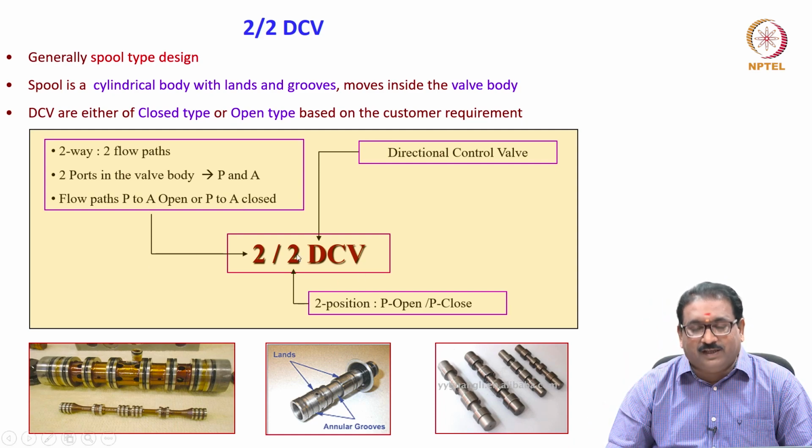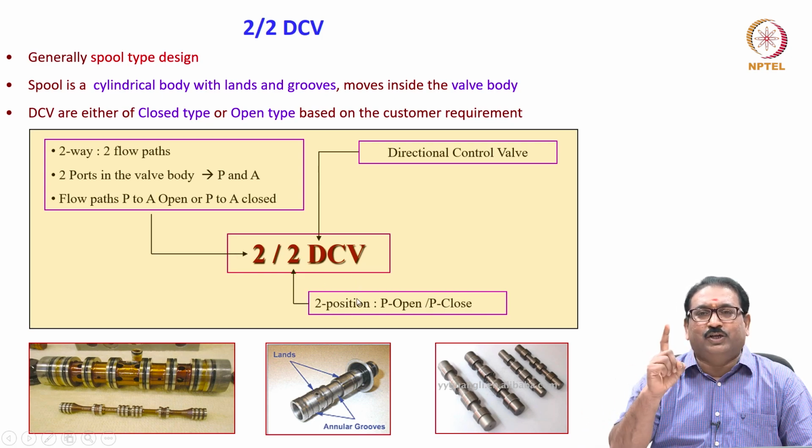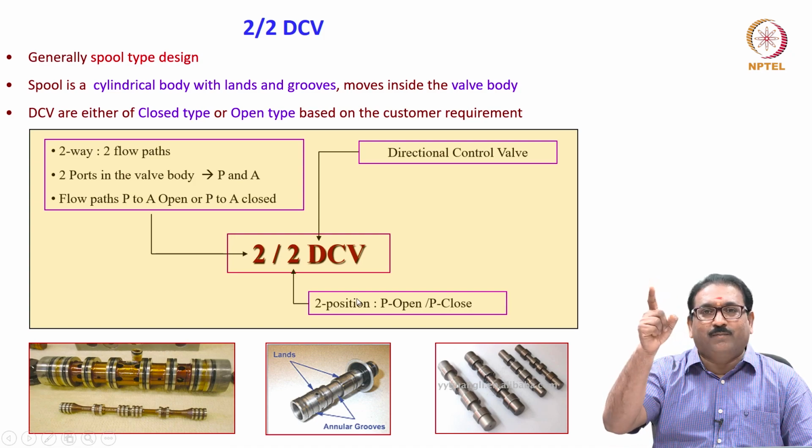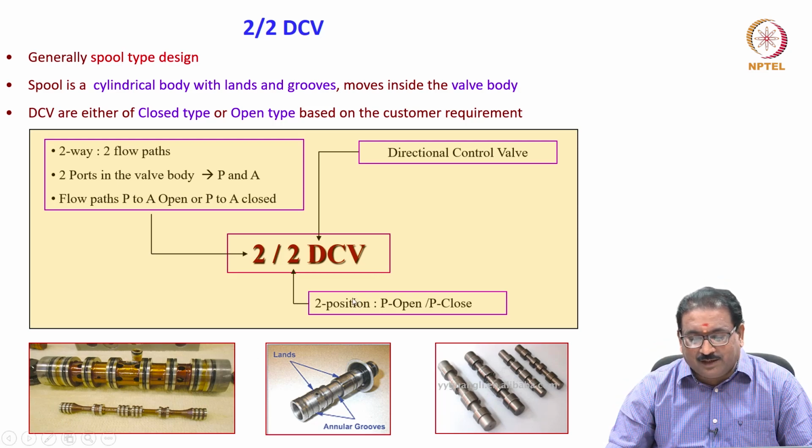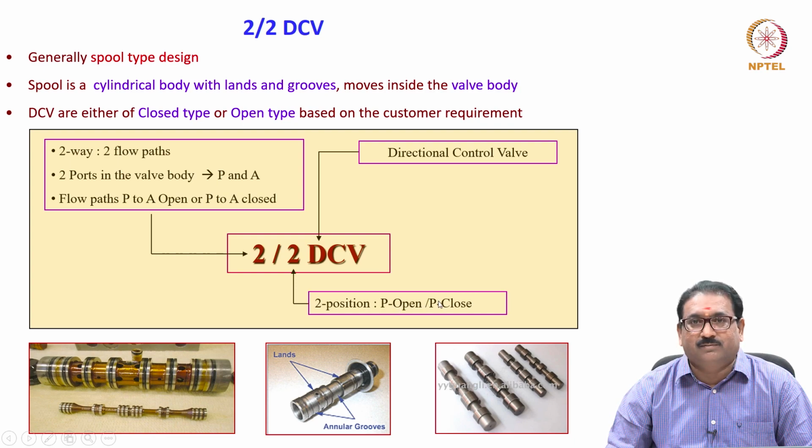Then you will see down here it specifies the two positions, meaning the null position, whether P is connecting to A or P is blocked. That will specify whether P is closed or open. Position, that is why I am telling two position. 2 by 2 means 2 ports, and 2 positions or 2 ways in which the flow takes place. Here each position is represented by one square. Then DCV, generally directional control valves.